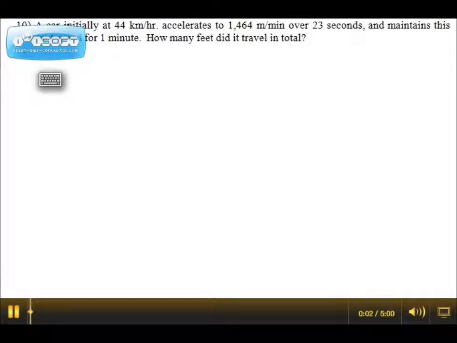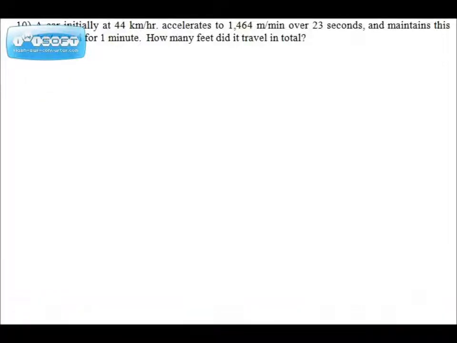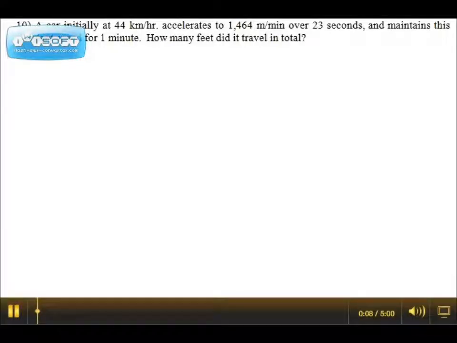So, third and last one of this installment. It's question number 10 of the first assignment of Science 3400. This was the last question that I was asked to do a solution set for. So a car initially at 44 kilometers an hour. Well, initially means just that, my initial velocity, 44 kilometers per hour.